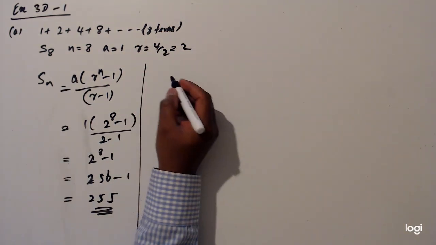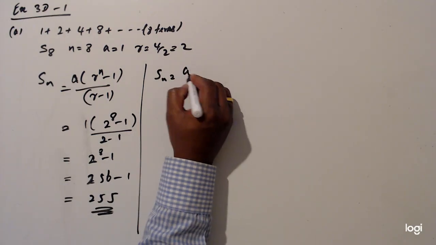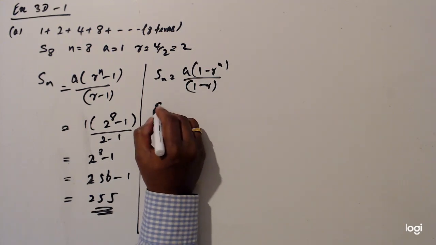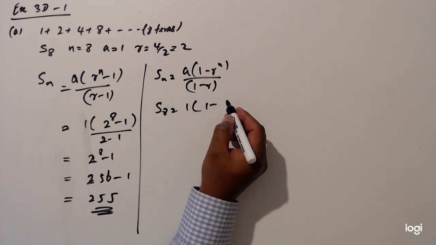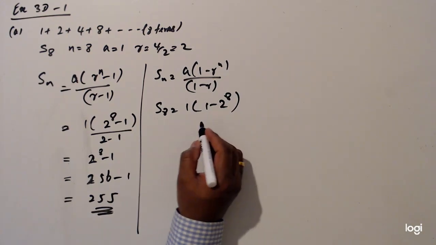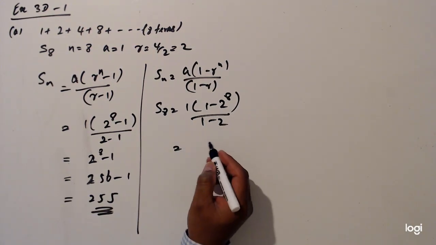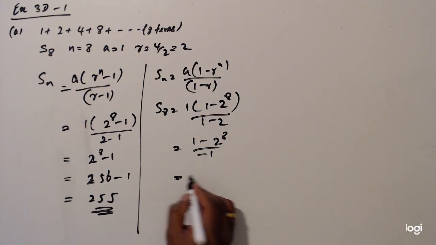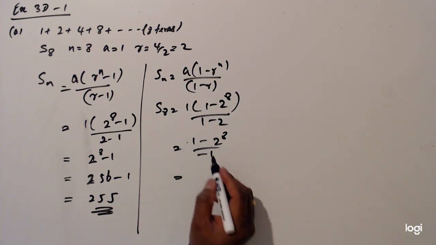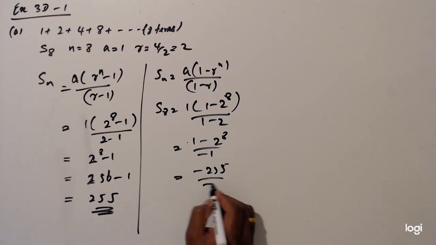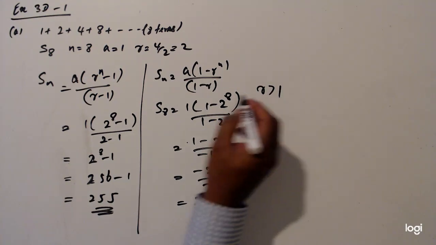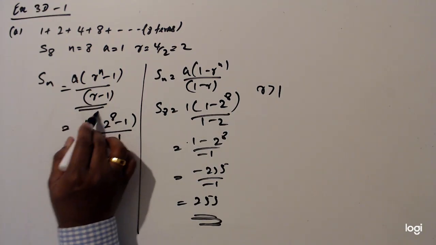You can work with the other formula as well, it doesn't matter, the one with 1 minus r^n over 1 minus r. So then S8 is 1 times (1 minus 2 to the power 8) divided by (1 minus 2). Then this is (1 minus 256) divided by minus 1, so this is minus 255 over minus 1, that is 255. But usually if r is greater than 1, we use the first equation.